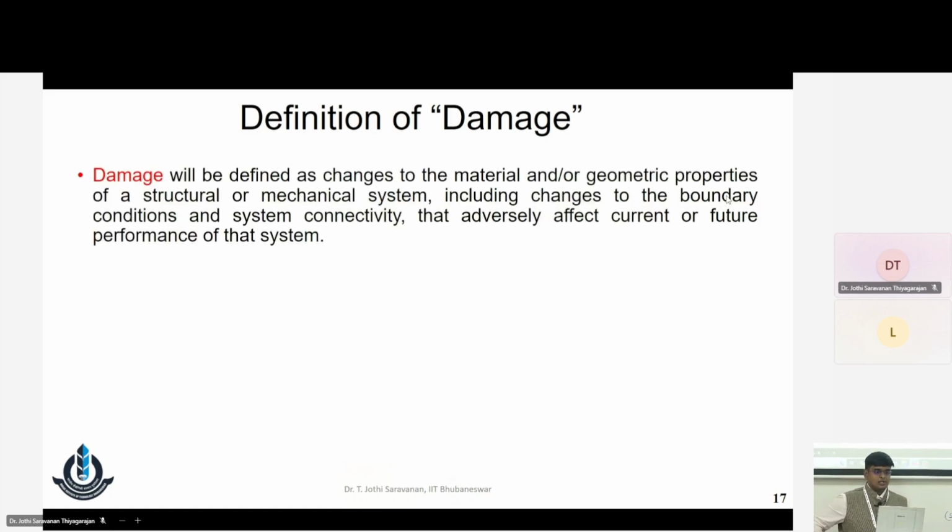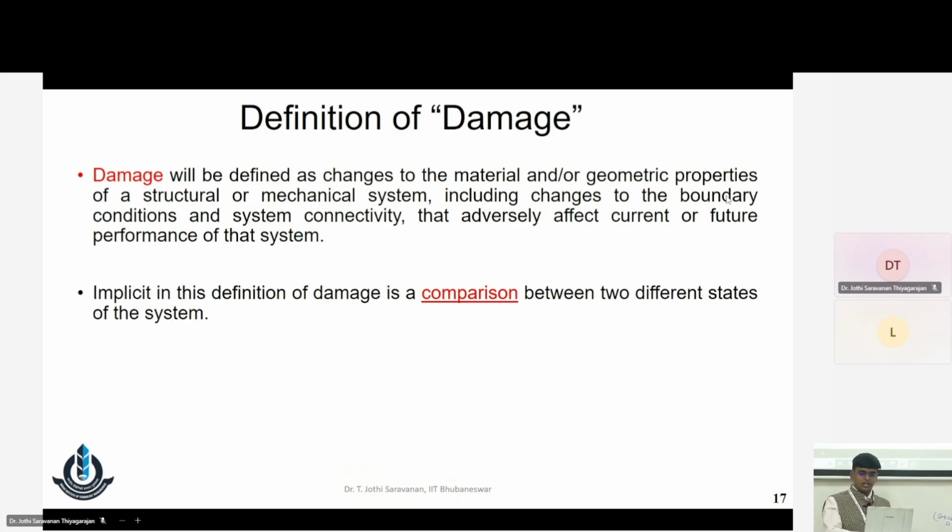Damage can be defined as a change in the material or the geometry properties of a structural or a mechanical system, including changes to the boundary conditions and system connectivity, that adversely affects the current or the future performance of that system. This is a basic definition for damage.